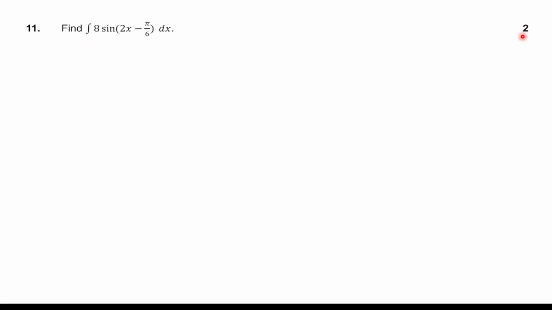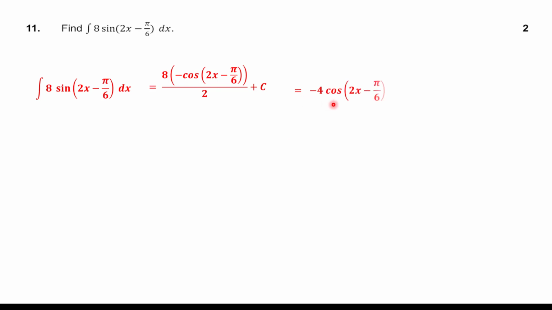Question 11, worth 2 marks. Find the integral of 8 sine bracket 2x take away pi by 6 dx. Okay, we've got to integrate this, so what we do is we say the integral will be, the 8 is a constant, so you leave that where it is. Sine changes to negative cosine of what you have, which is the bracket, and then you divide by the derivative of the bracket, which is the derivative of 2x is 2. Now we just need to tidy this up. Half of 8 is 4, with a negative sign is -4 cosine 2x minus pi by 6 plus c.